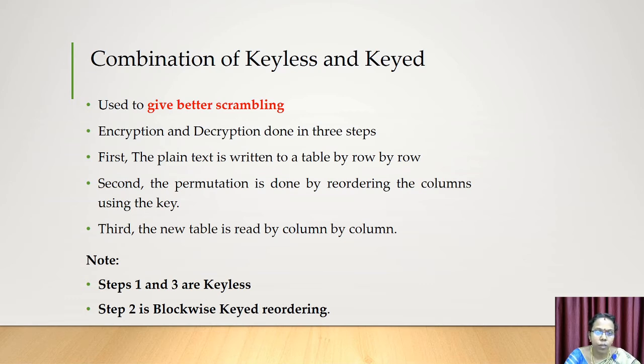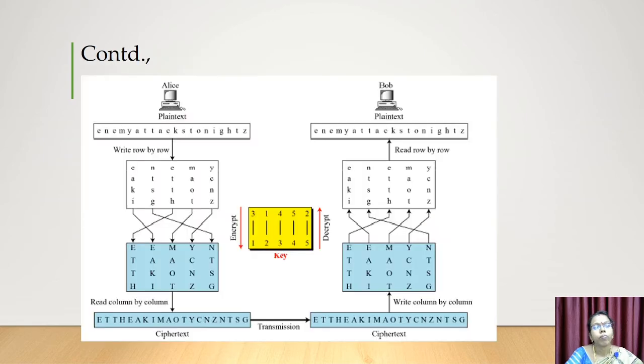The first step, the plain text is written to a table by row. Second step, the permutation is done by reordering the columns using the key. The third step, the new table is read by column. Steps 1 and 3 are keyless, whereas step 2 is considered a keyed transposition cipher.